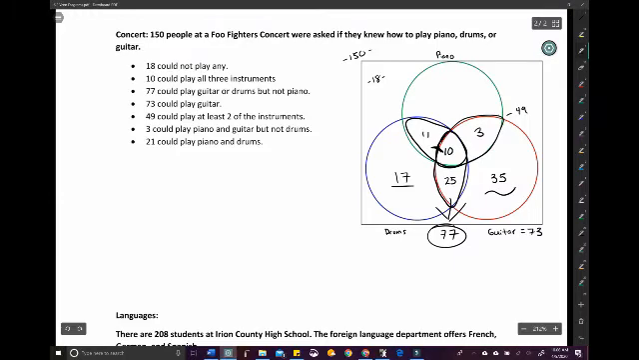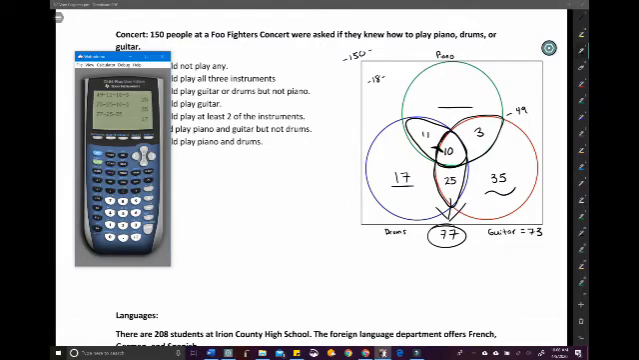Okay, and very similar to the last problem, we're going to finish by subtracting everything from 150. 150 minus all the pieces inside: 18, 10, 3, 17, 25, 35. Did I miss anything? 31.